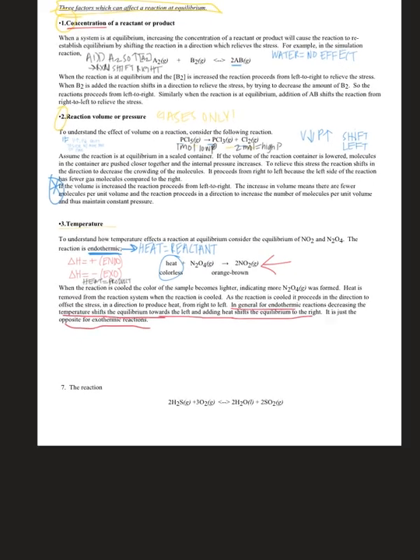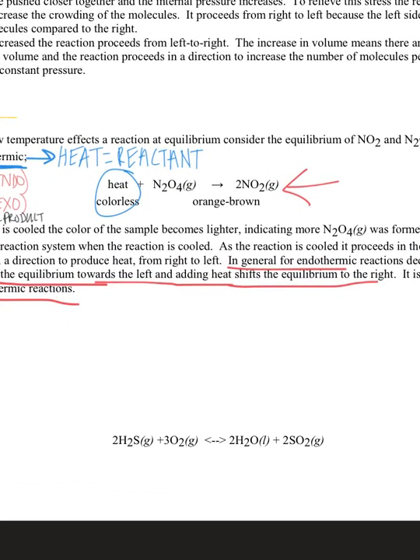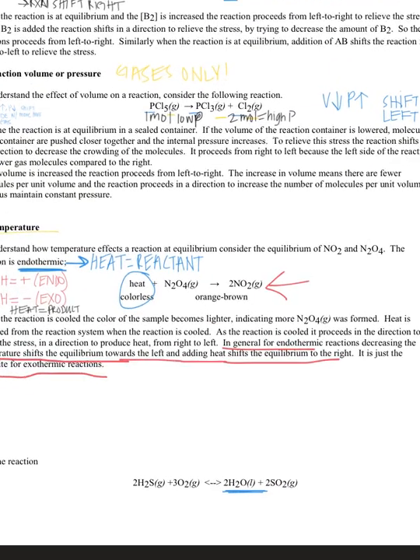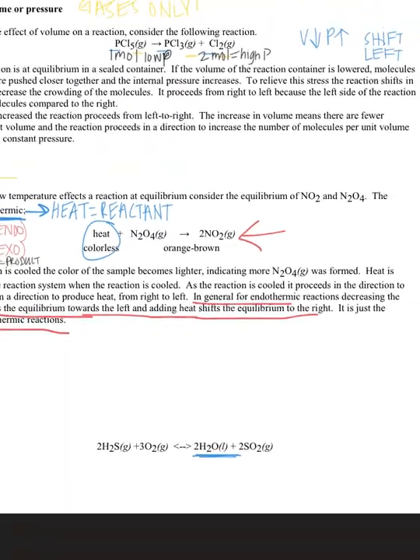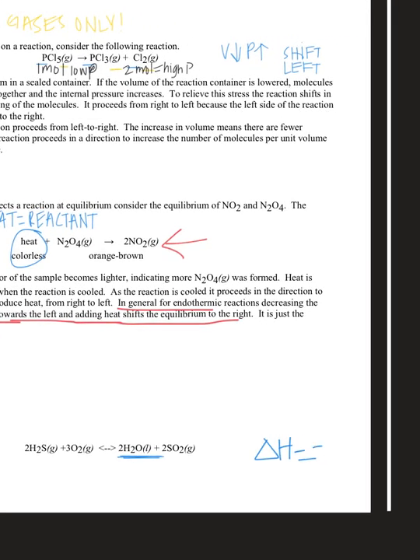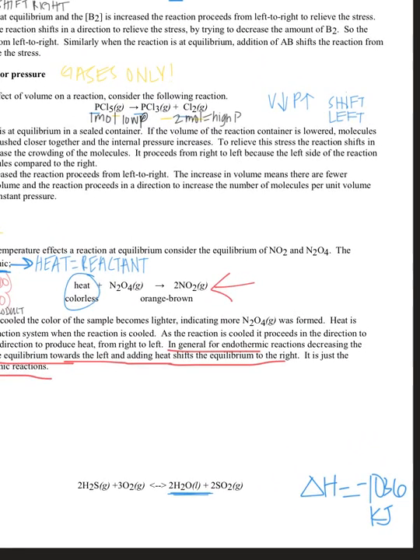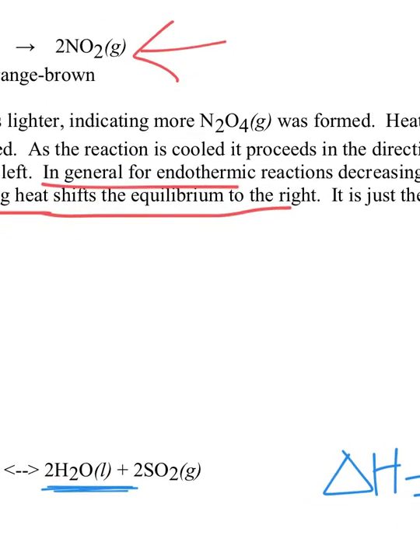Okay, so here's our next reaction. Let's pay attention to what we have here. If you notice, I've got a liquid. Some of it's on the next page, but I'll tell you. It says that the delta H is negative 1036 kilojoules. If it's a negative delta H, that means I am exothermic, which means I have heat as a product.